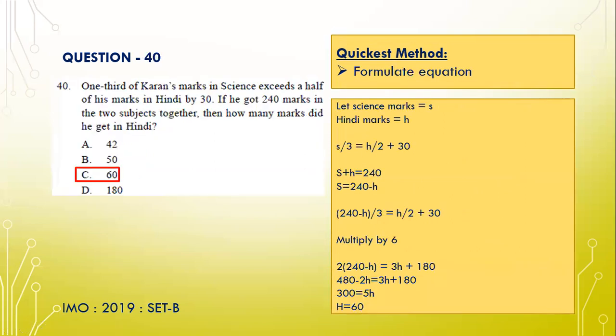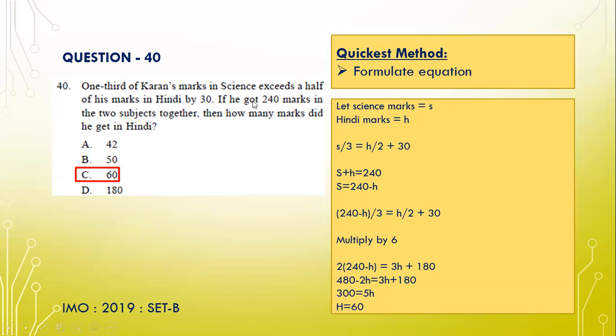Okay, one third of current's marks in science exceed half of his marks in Hindi by 30. Okay, so formulate the equation. Let the science marks be S and Hindi marks be H. One third of science marks, so one third of S, which is S by 3, exceed half of Hindi marks by 30. So half of Hindi marks will be H by 2 plus 30, isn't it? So S by 3 is equal to H by 2 plus 30, isn't it?